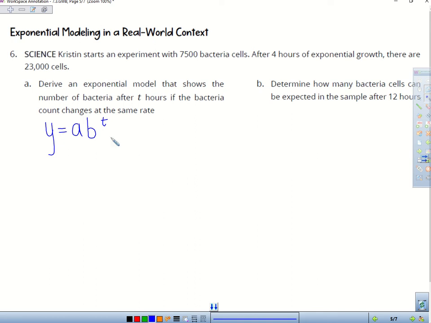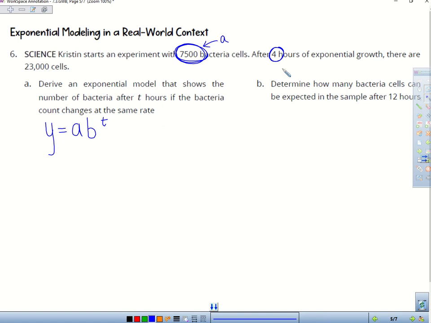Now you're going to see t and x exchanged for each other all the time. X and t can both be the same thing. You could use x here as well. It just represents time. So what letter is represented by the 7,500? Very good. That's how much you start with. A is always your initial amount.